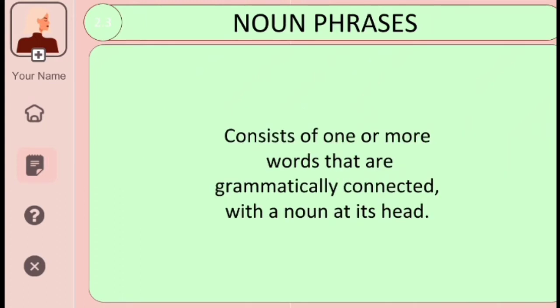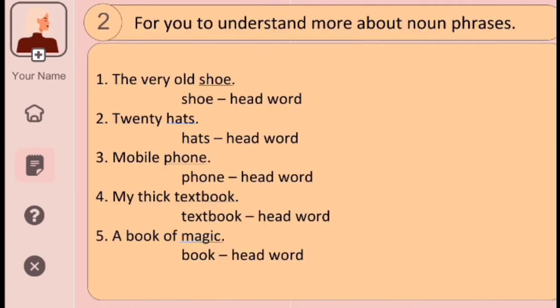First, we have to look very carefully at nouns and how to identify them and its different types. So a noun phrase consists of one or more words that are grammatically connected with a noun at its head. So for you to understand more about noun phrases, let me show different examples.